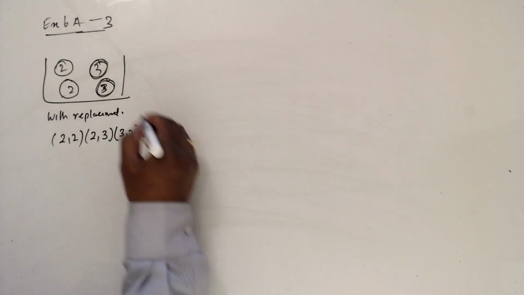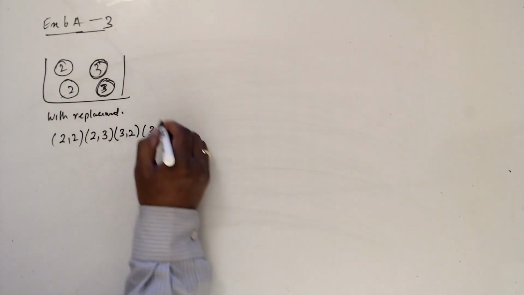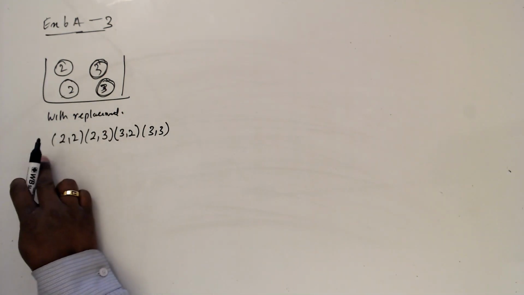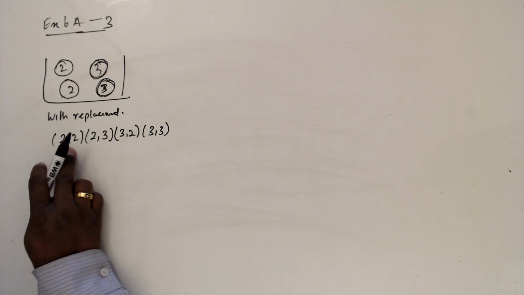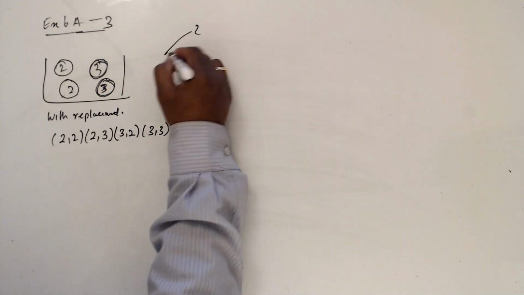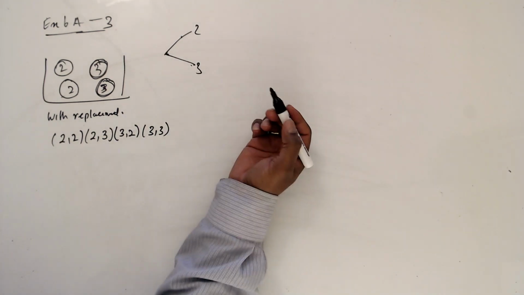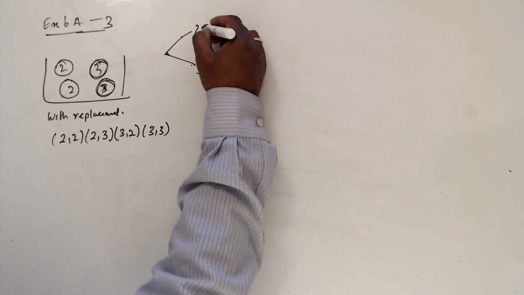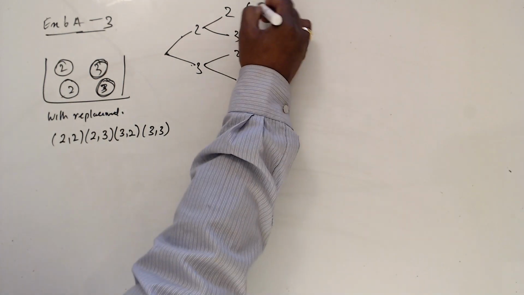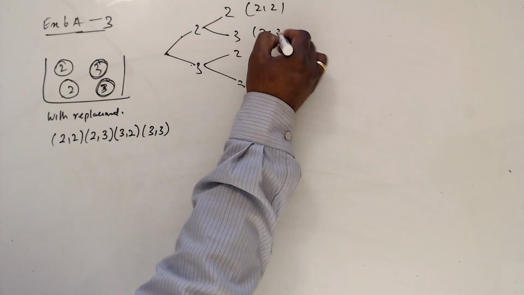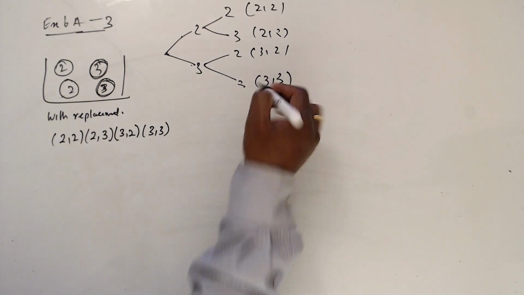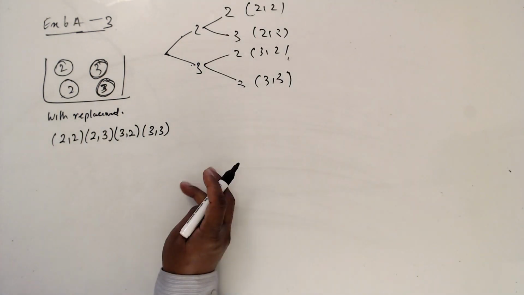And first picking you may get 3. And the last picking also you may get 3. So those are the only options you can have. Either 2 or 3 you can get the first picking, and the second picking also either 2 or 3. So the 2 2, 2 3, 3 2 and 3 3. So this is the sample space.